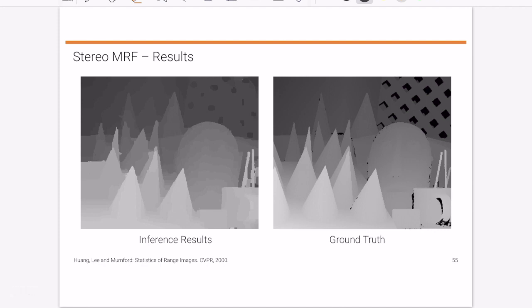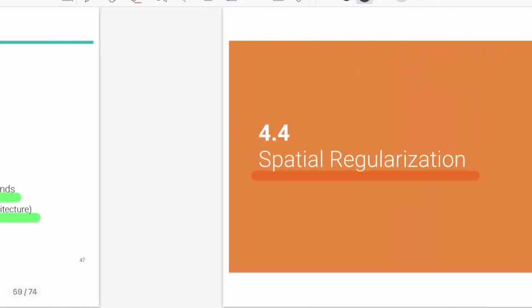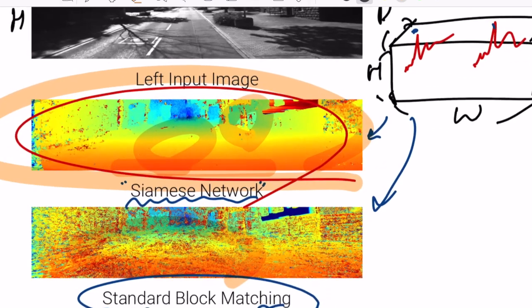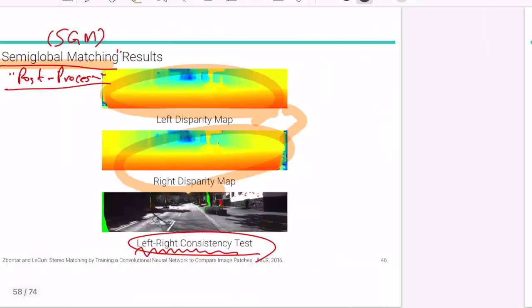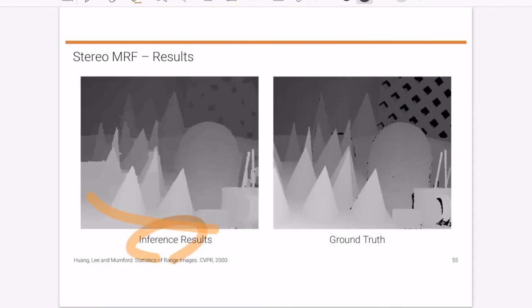So this is a result. This is the inference of the stereo MRF compared to, where is that? Yeah, just winner-take-all, for example, like this. By applying global optimization like the stereo MRF, we can easily achieve a spatially smooth disparity map or depth map. This is the stereo MRF.